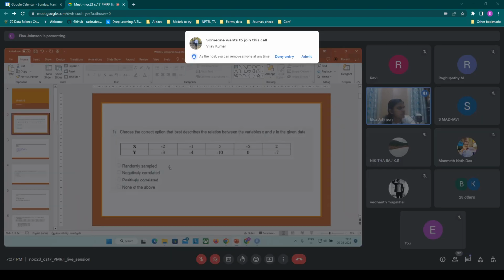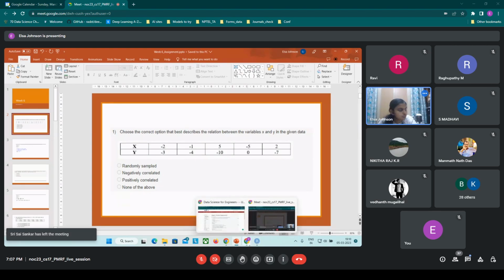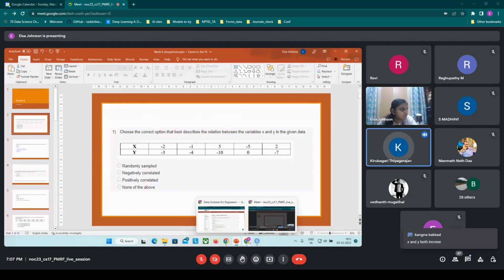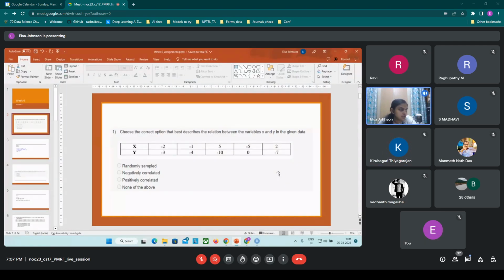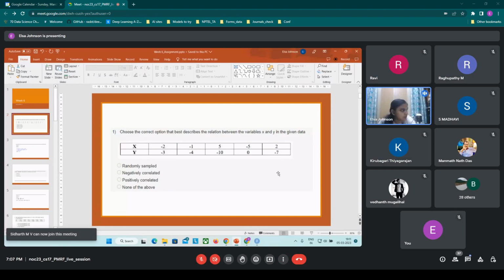So what do you mean by a positive correlation? If you get the answer as y is positively correlated with respect to x, then what is the meaning of that? The y value depends on the value of x. y is directly proportional to x. Yes, you're also right, Kangana. When x increases, y also increases. If it's negative, then the reverse will happen.